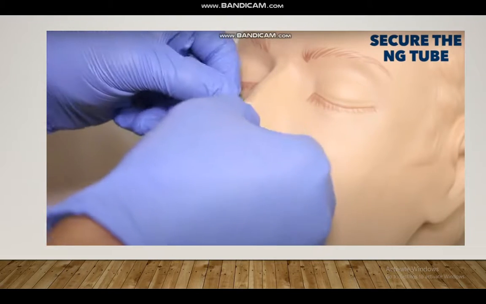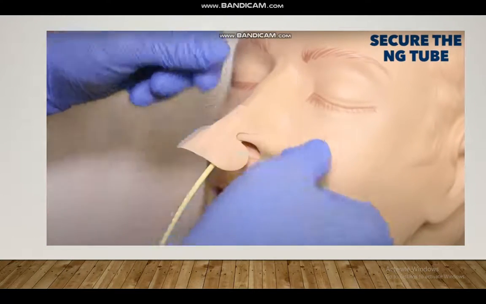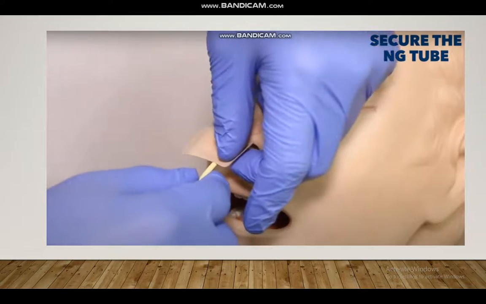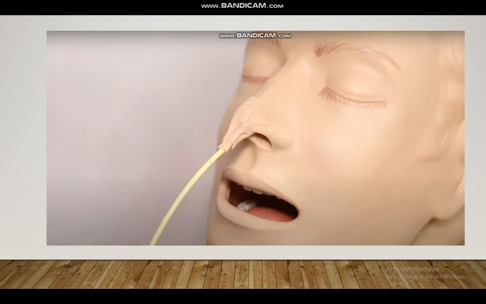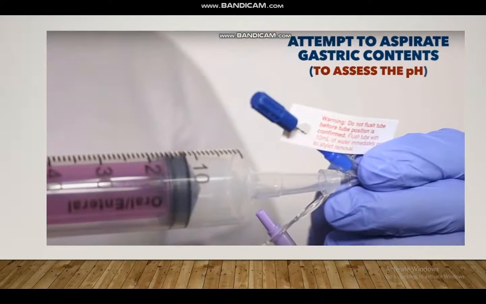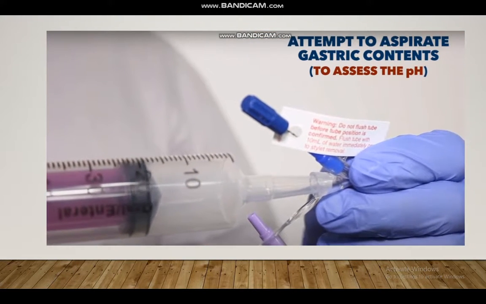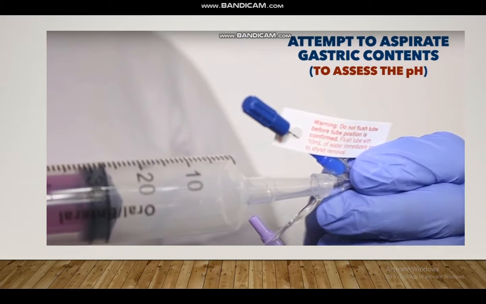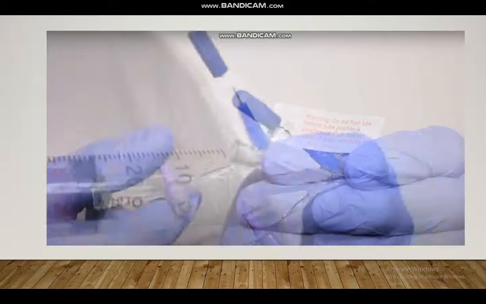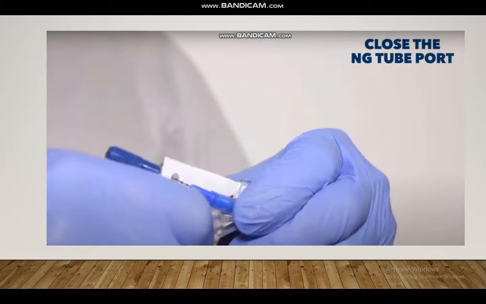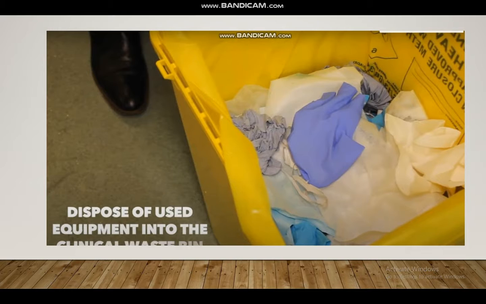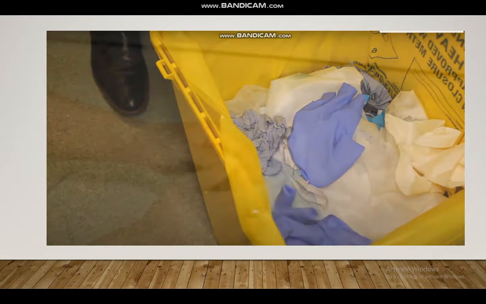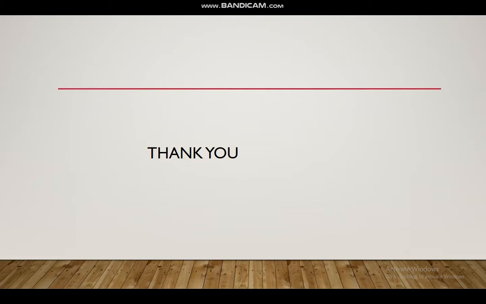Once the tube is installed, secure it with an adhesive tape. Aspirate for gastric content. This will show us successful placement of the tube. In the end, we may close the tube and dispose of the gloves and other materials. Thank you very much for your attention.